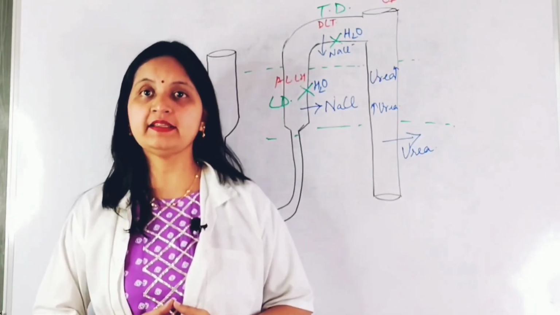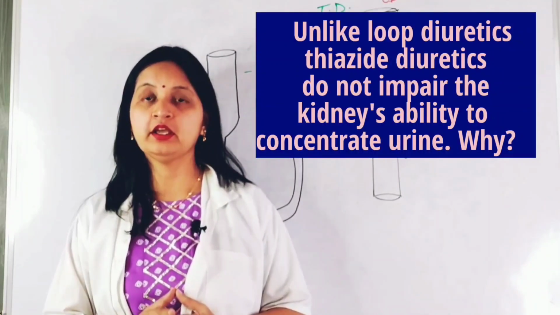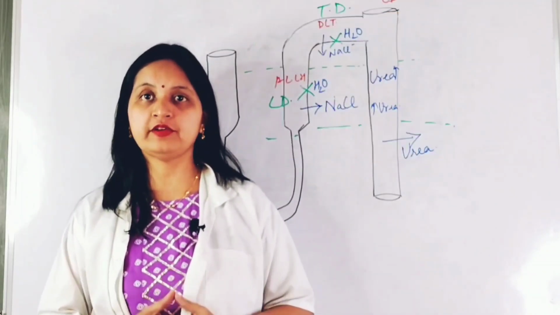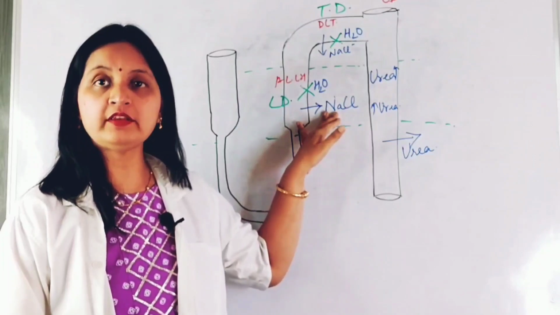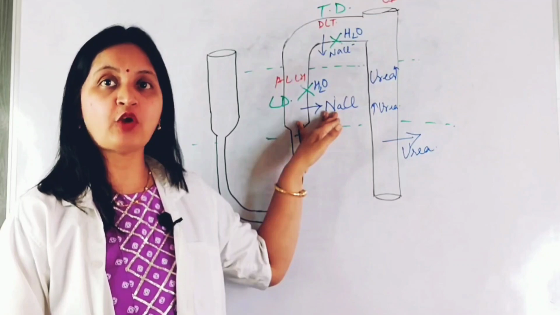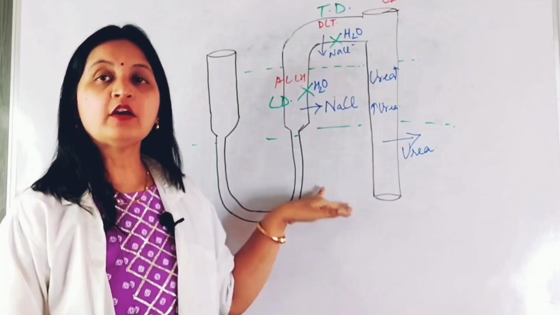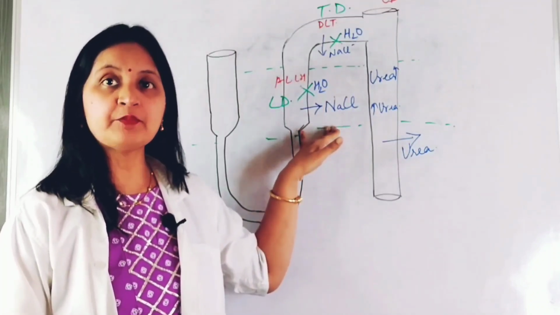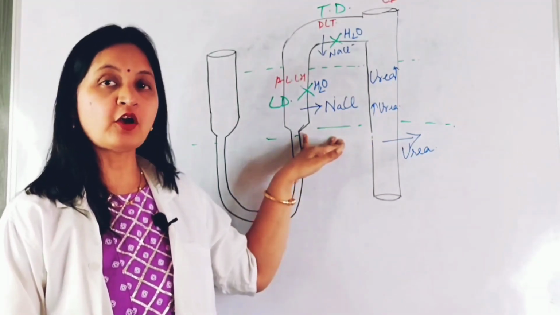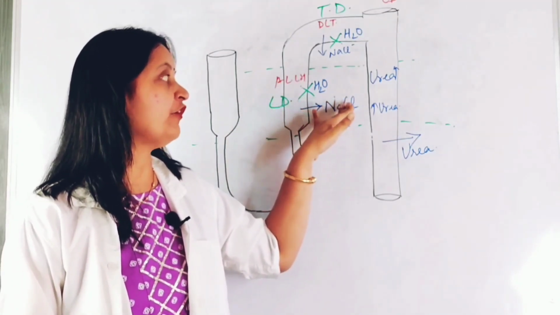Unlike loop diuretics, the thiazide diuretics do not impair the kidney's ability to produce concentrated urine. To understand the reasons, it is important to know how urine is concentrated. The renal medulla produces concentrated urine through the generation of an osmotic gradient that extends from the corticomedullary junction to the inner medullary tip. The osmotic gradient is produced due to the reabsorption of urea from the collecting tubule and because of the reabsorption of sodium chloride from the thick ascending limb of loop of Henle.